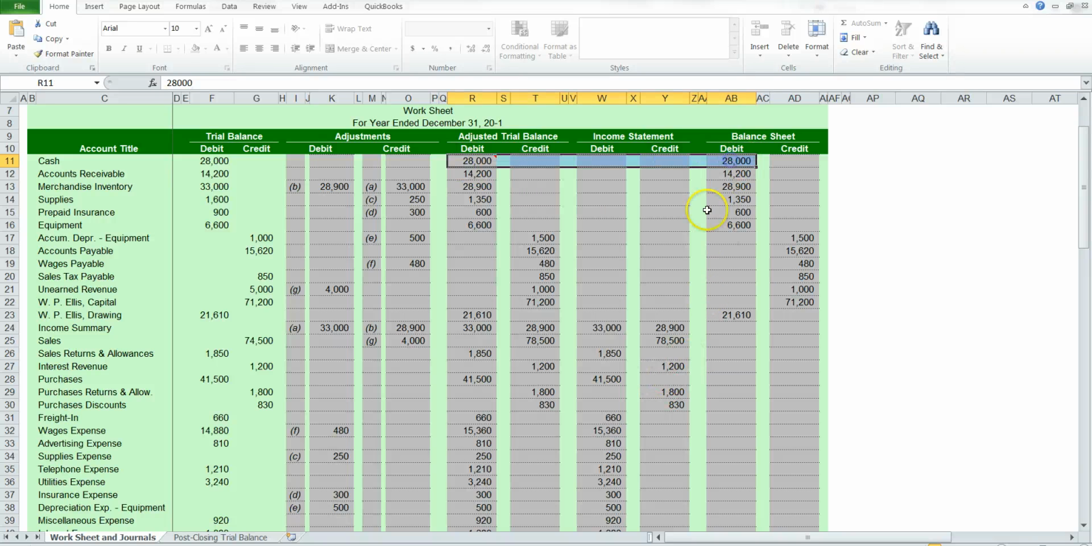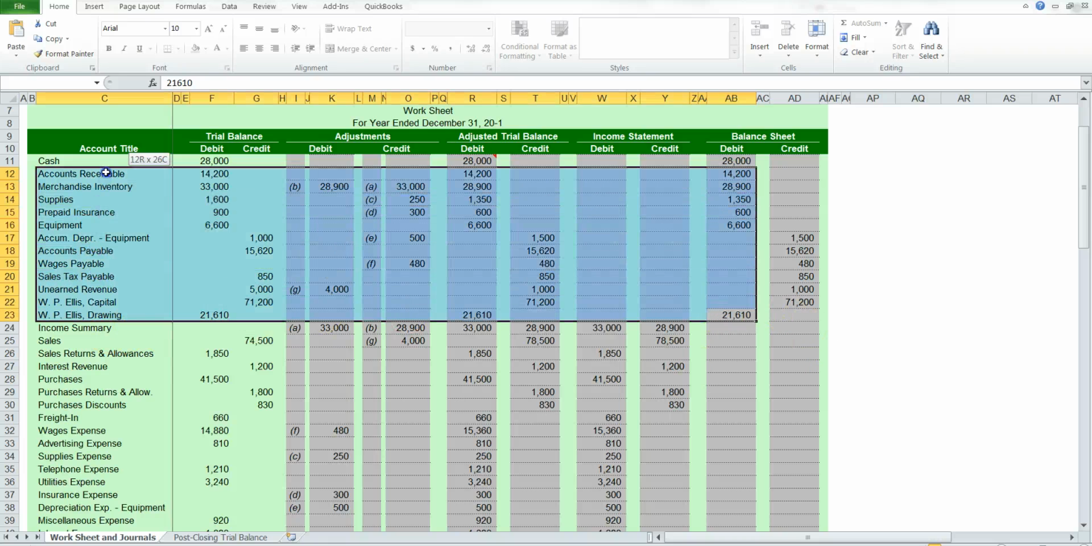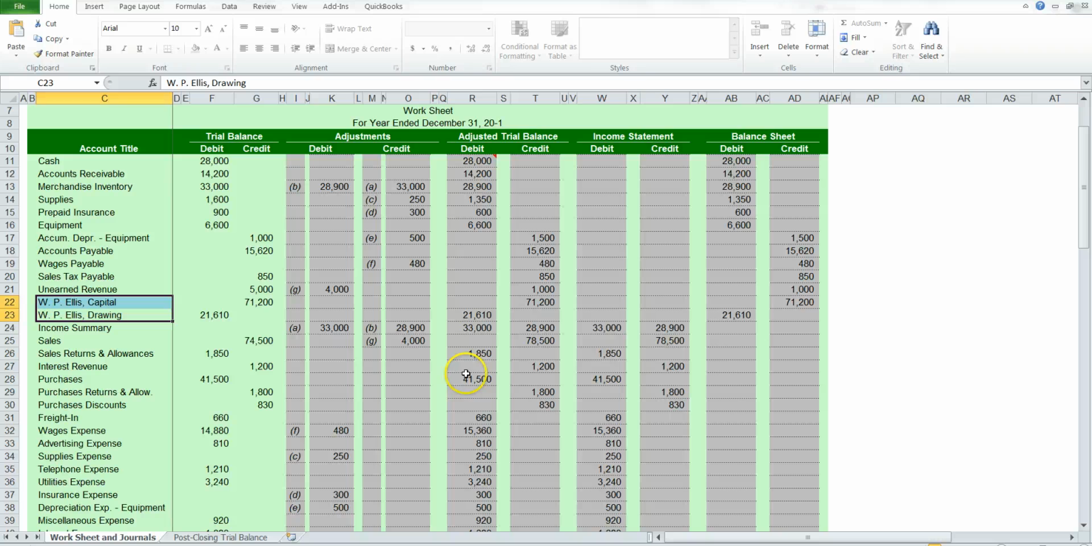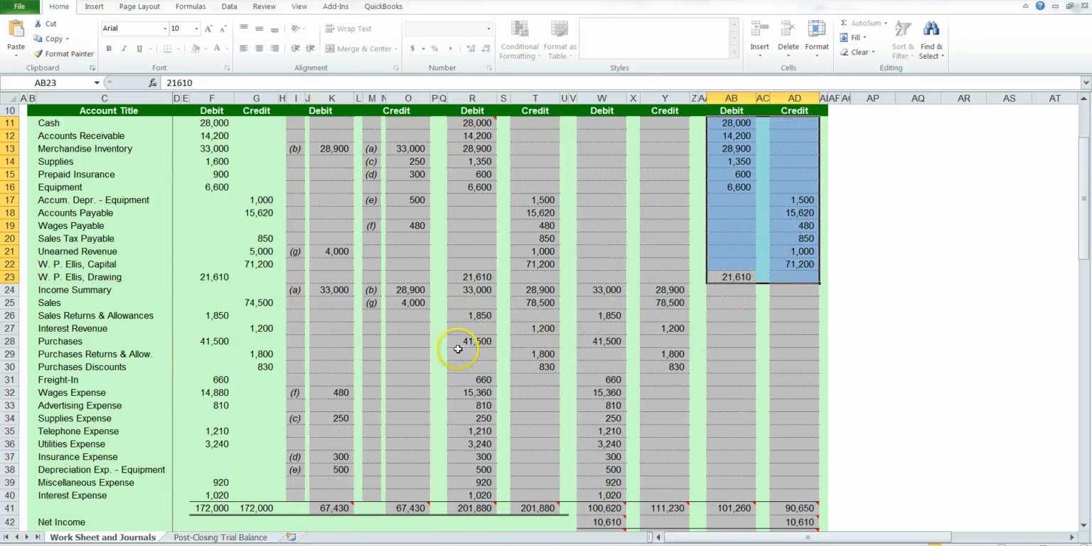Now we will continue to create our balance sheets. We take our balances and we just pull them over. And remember, our balance sheet numbers are all of these. It is our cash, our accounts receivable, all our assets, our liabilities, and any owner's account. We will pull those numbers over to be part of our balance sheet.